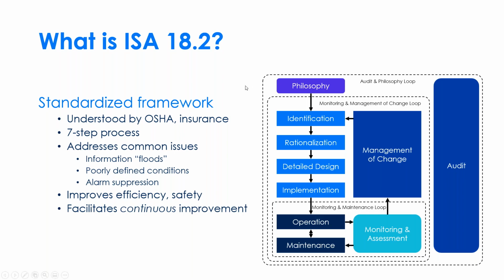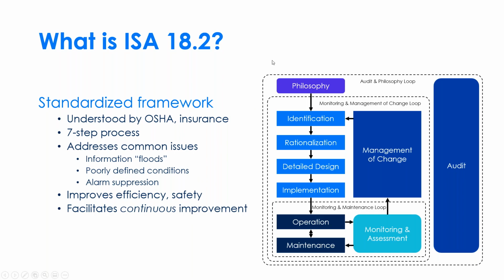And in saying the term alarm rationalization, alarm management, what are we talking about? Our product is based on the ISA 18.2 standard. This is a standardized 7-step continuous improvement process. It's recognized by OSHA, it's recognized by the insurance industry. We won't get into too much detail on this. We do have a webinar on this topic if people are interested in learning more. But we can think of this ISA 18.2 framework as a tool we use to make sure our alarm system is working safely and effectively.